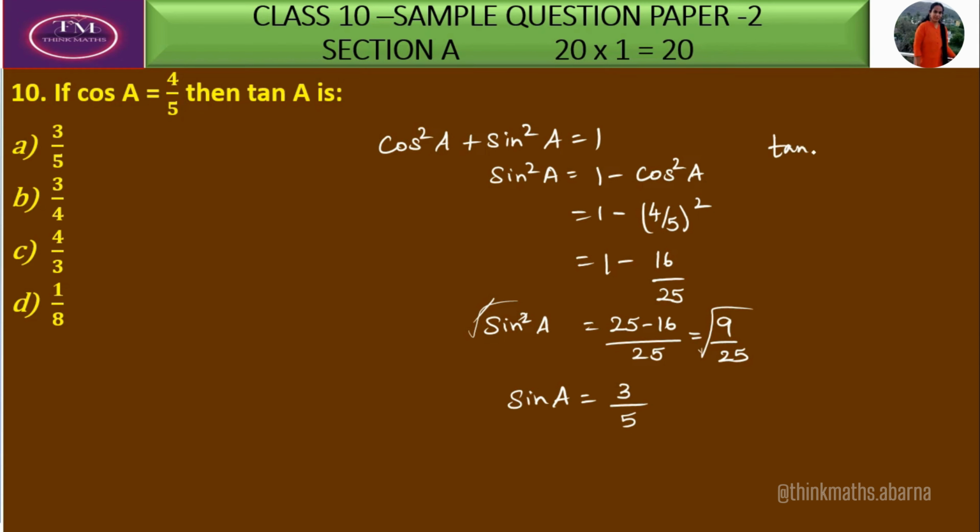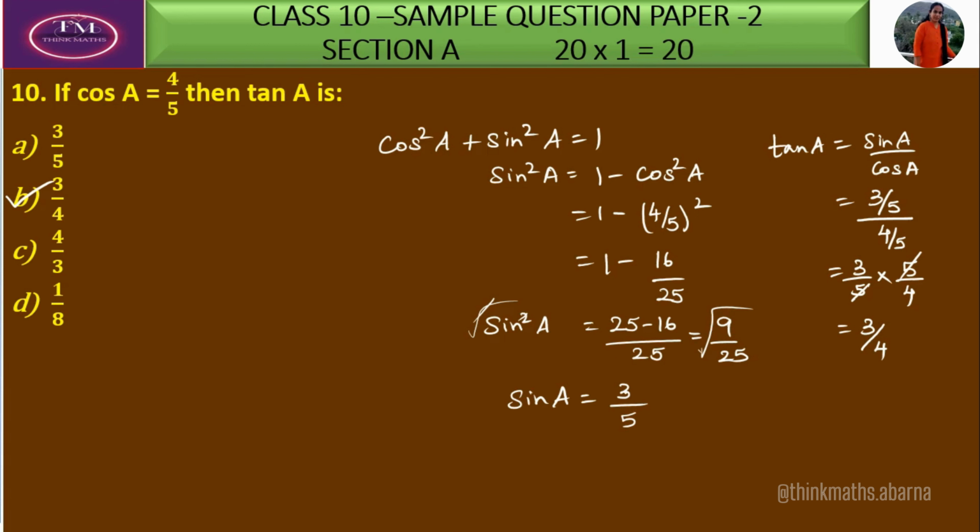Then what is tan A? Tan A is equal to sin A by cos A. So sin A is 3 by 5 divided by cos A is 4 by 5. So 3 by 5, 4 by 5, if we take to the numerator, it will change to 5 by 4. So 5 gets cancelled. So the answer is 3 by 4. So this is our right choice.